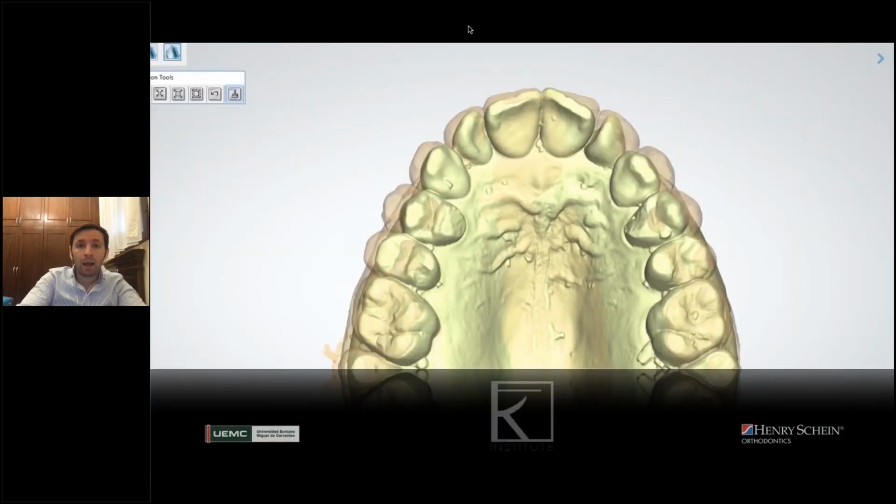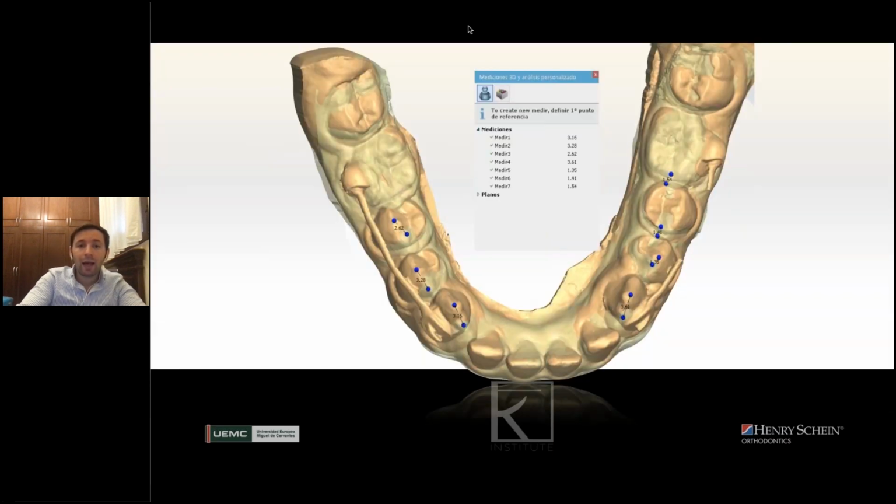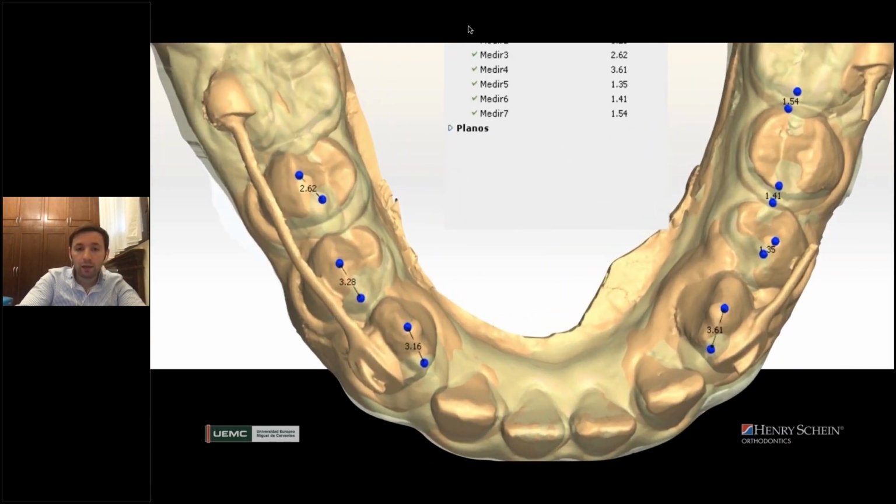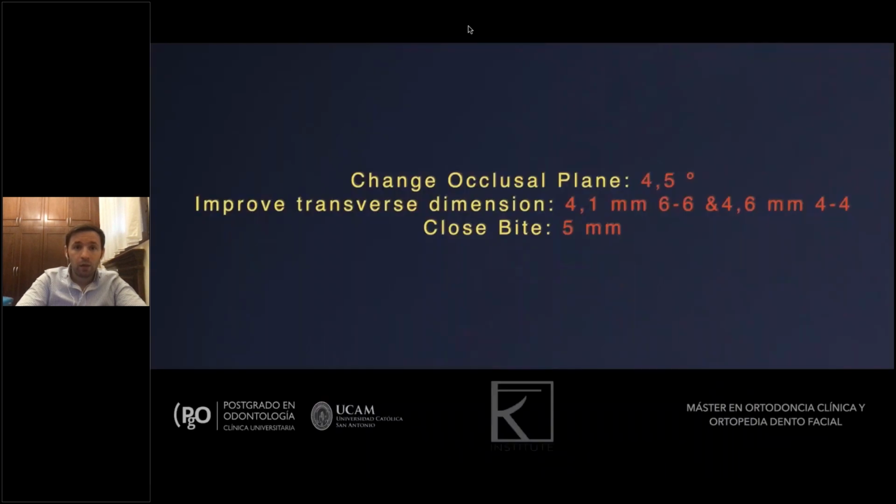Here you can see how technology helps us understand what is happening, and look at the millimeters of the distalization of our patients. For me, this is gold because I have the information, and information is predictability. So technology is perfect for me. I know that I've changed the occlusal plane 4.5 degrees. I have improved the transverse dimension by 4.1 millimeters and 4.6 between premolars. And I closed the bite 5 millimeters from the beginning.